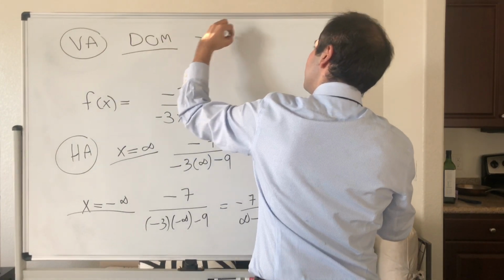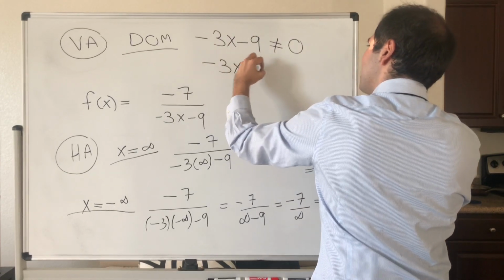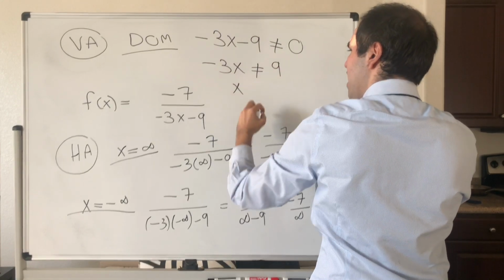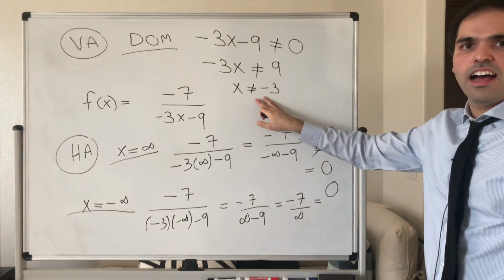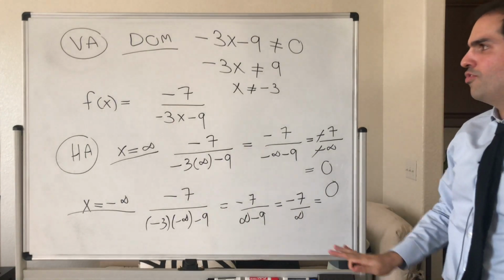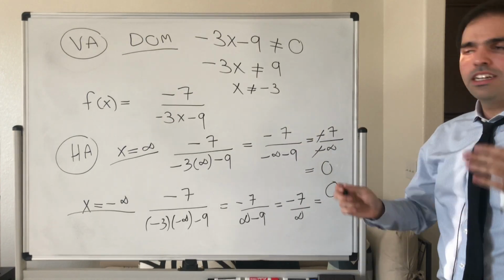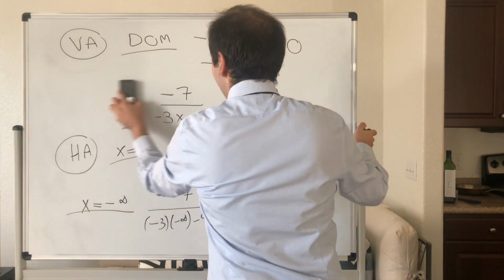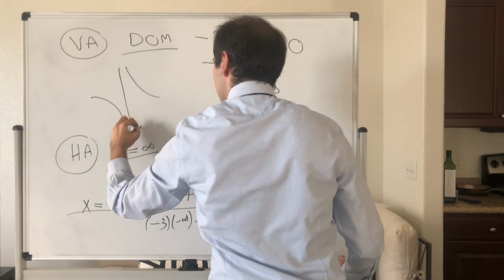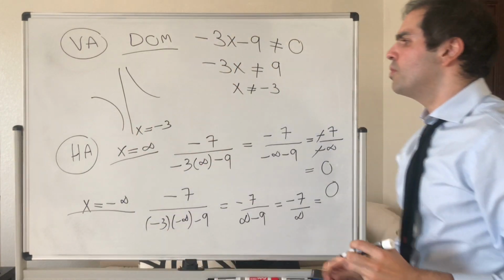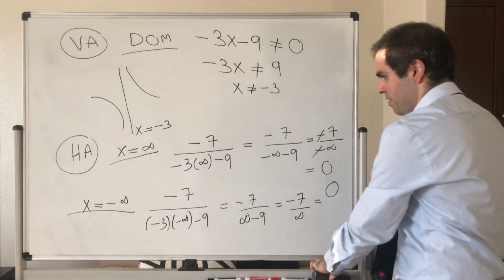So we need minus 3x minus 9 to be non-zero. So minus 3x not equal to 9. So x is not equal to minus 3. So basically what this is telling you, and again, this only works as it's a rational function that's simplified, is that near x equals minus 3, the function blows up. So it kind of looks like this near minus 3. And in particular, what this is telling you is that at x equals minus 3, there is a vertical asymptote.